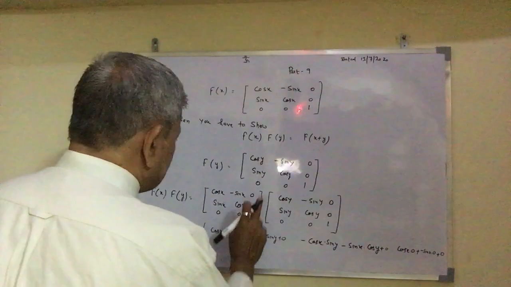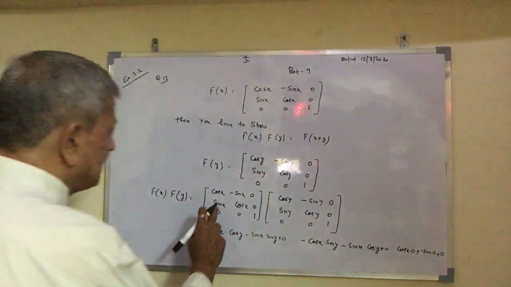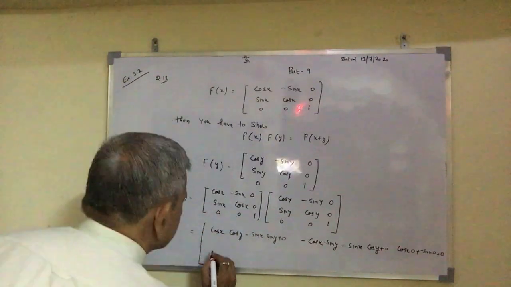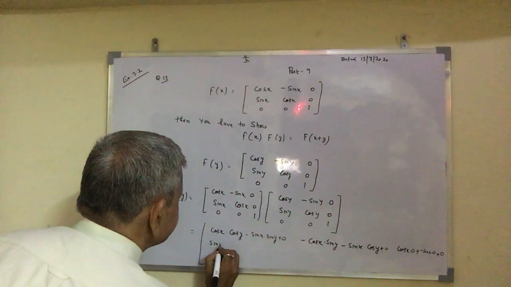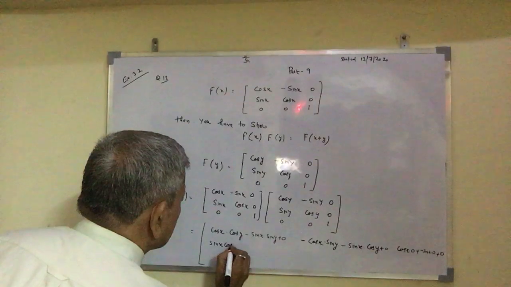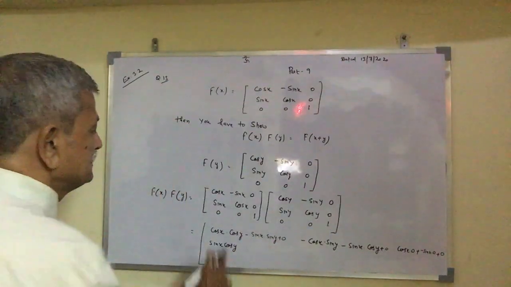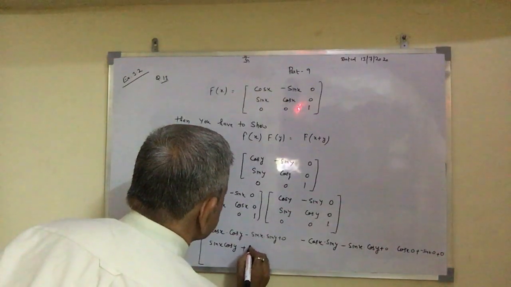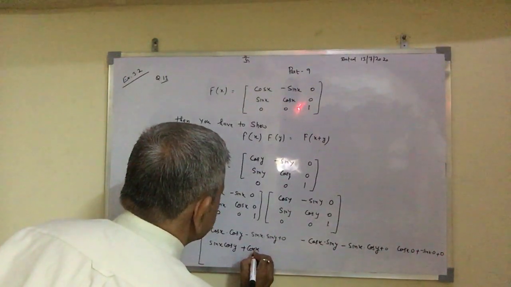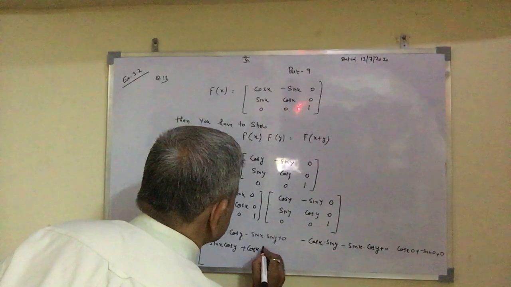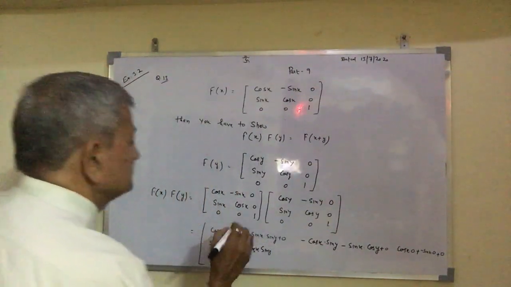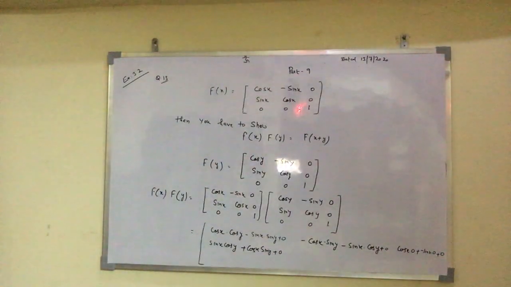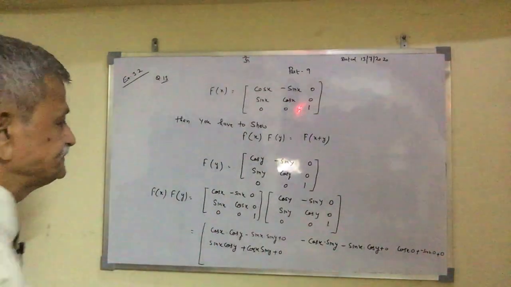Then you use the second row and the first column: sin x into cos y plus cos x into sin y, then 0 into 0 is 0. So the value will again be 0.